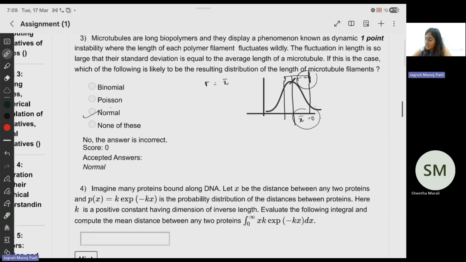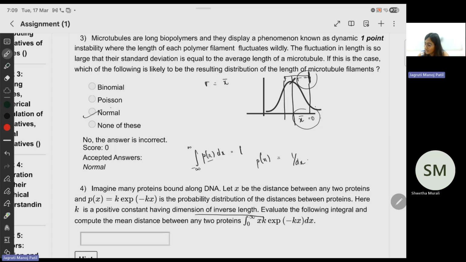Okay. Imagine many proteins bound along DNA. Let X be the distance between any two proteins. And your probability is given as this, of the distances in between the proteins. Here, k is a positive constant having a dimension of inverse of length, that we just saw. And that probability we saw, right? If minus infinity to infinity is given, the probability of x dx would be 1. So your probability will have a unit of what? 1 by length. That is what they are saying here, that this is inverse of length.